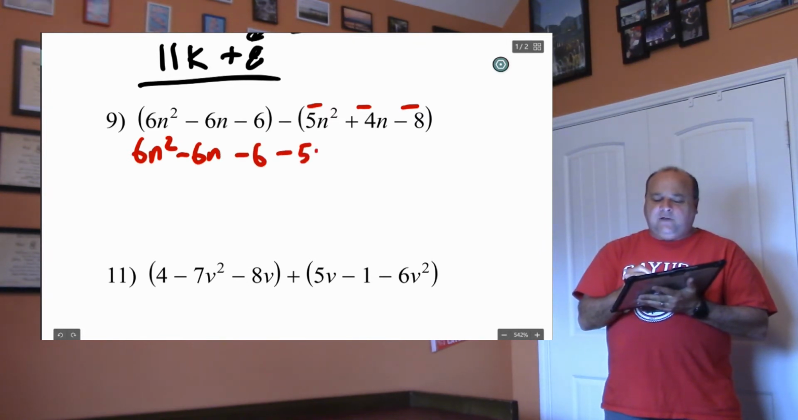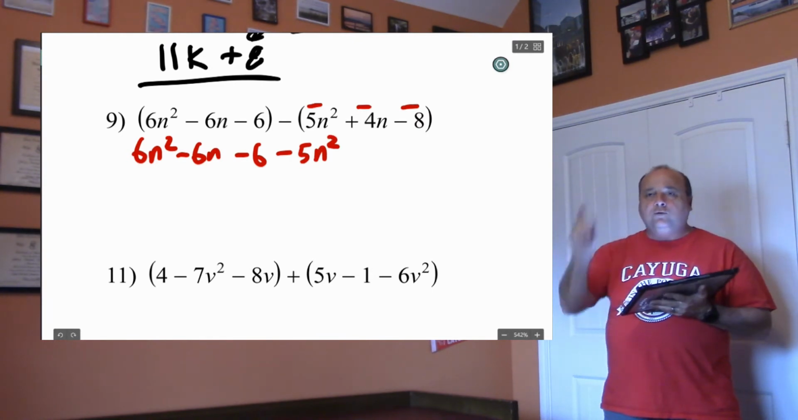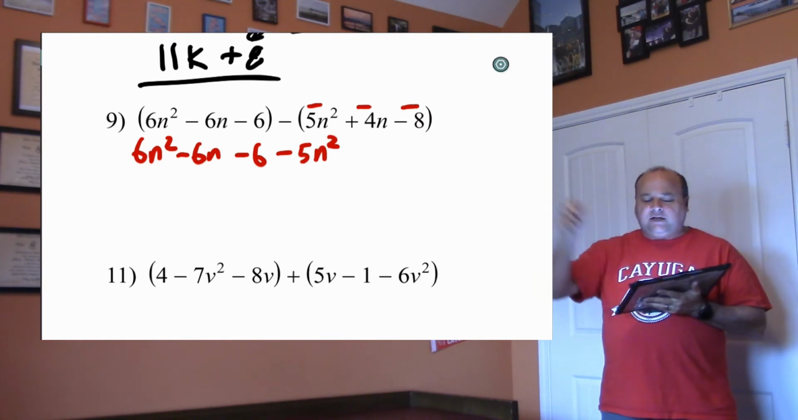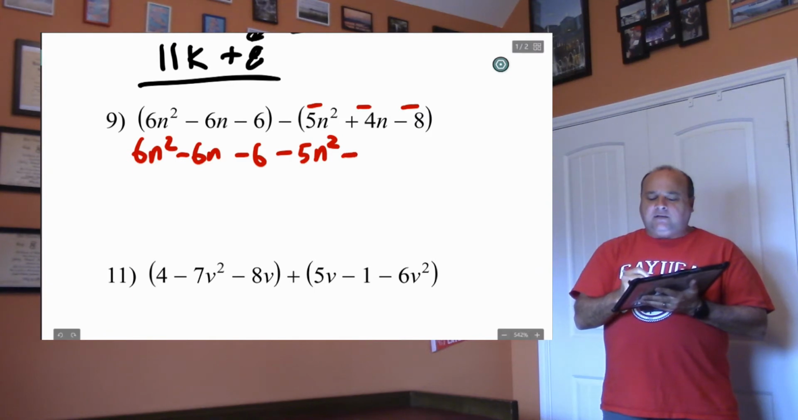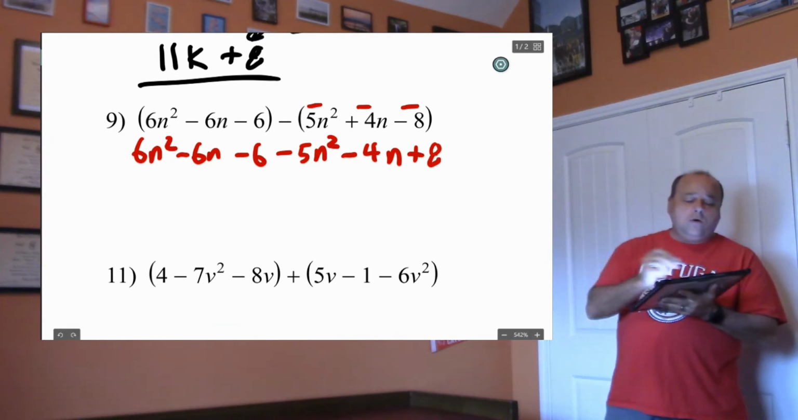The number's 5. Letter n, exponent 2. Sign, number, letter, exponent. A negative times a positive is a negative. My number's 4. My letter's n. And then a negative times a negative is a plus. And then my number's 8. Ho, ho, ho.